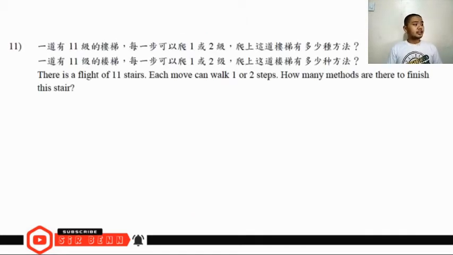We have here a flight of 11 stairs. Each move can walk one or two steps. How many methods are there to finish this stair? Since the question has no broken steps, the simplest way to answer this one is by the use of the Fibonacci sequence. Yes, I know the Fibonacci sequence is introduced in grade 10 level, but it is not that hard to understand.